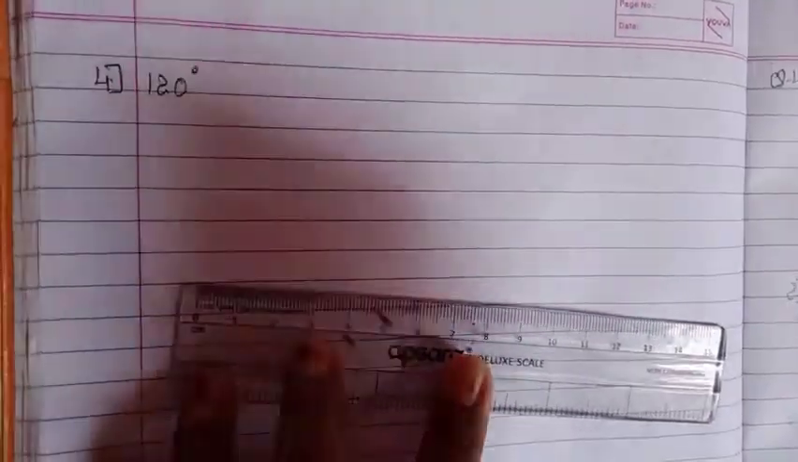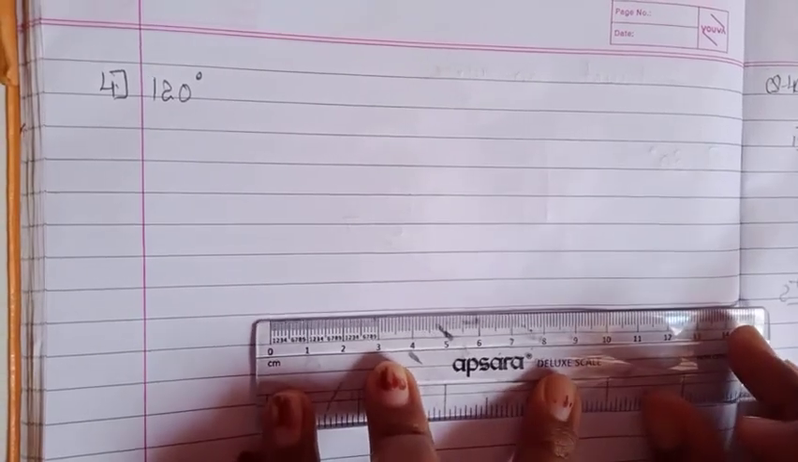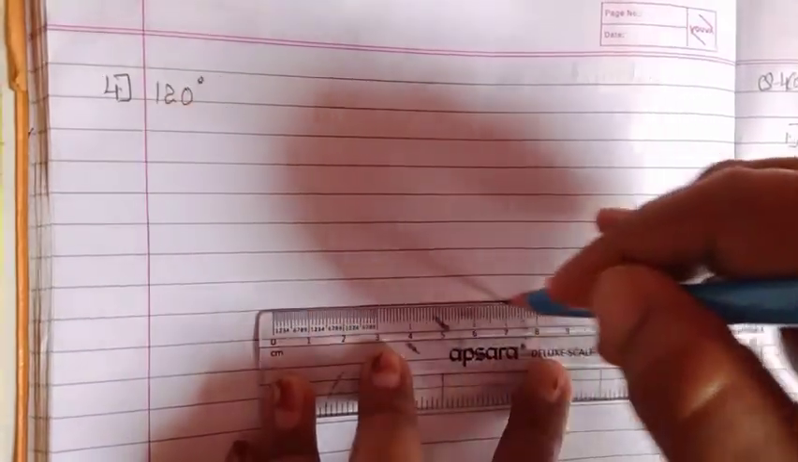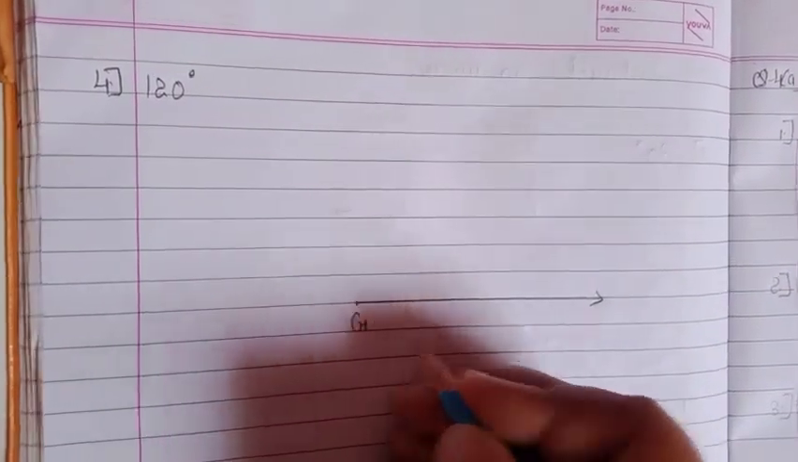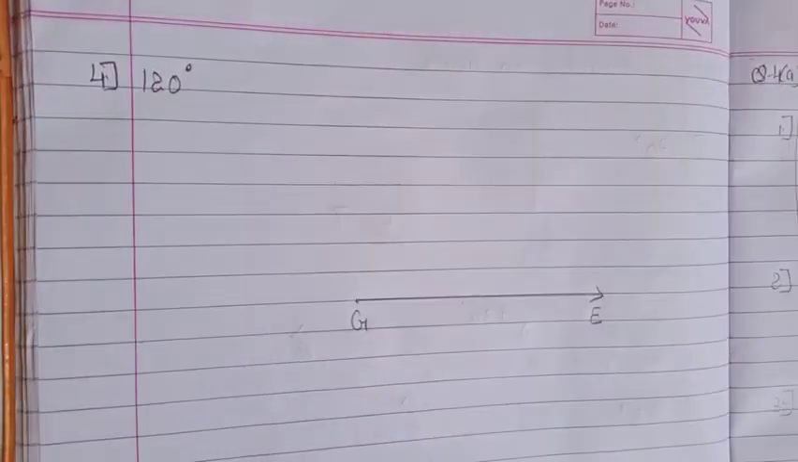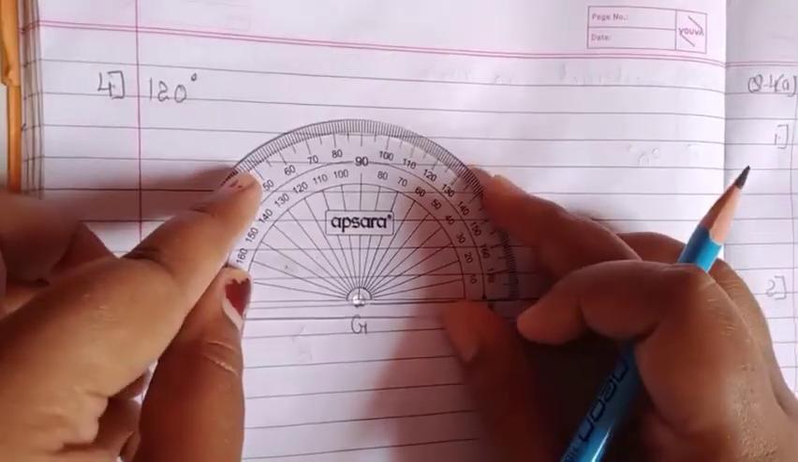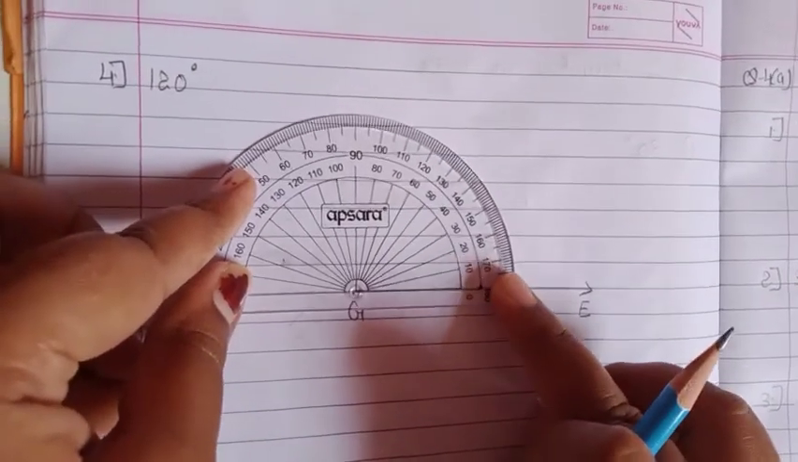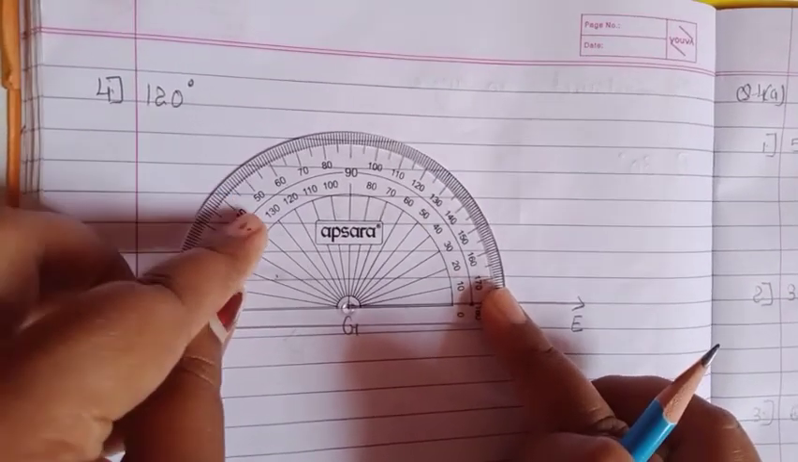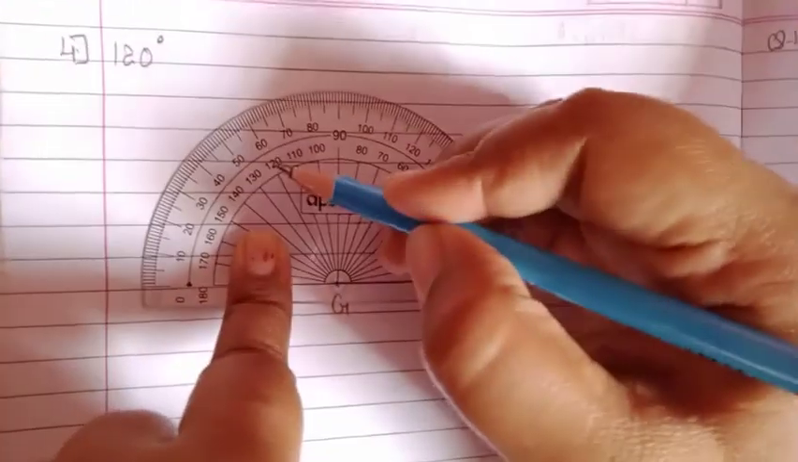Now number 4, 120 degree. So we have to first draw a line. We have to keep the central point of the protractor on point G and the horizontal line on the GE. We have to draw an angle of 120 degree. So 120 degree here is there.